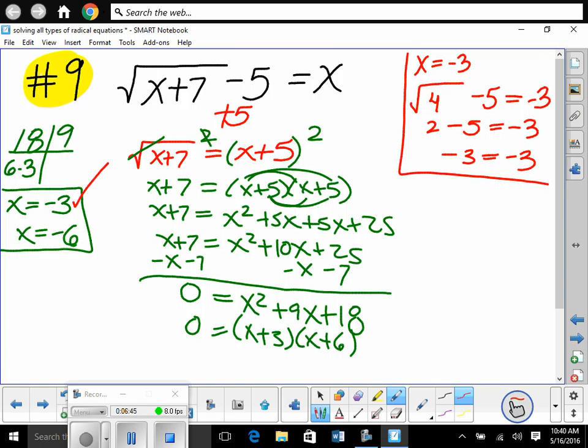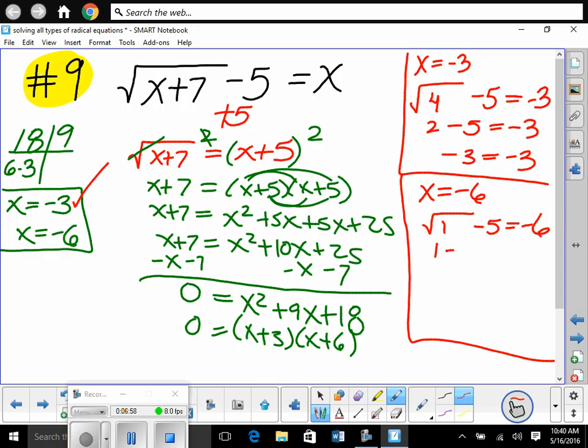Let's check the other one. We're plugging it in. We're checking x is equal to negative 6. Won't that be 1? Yes. Square root of 1 minus 5 is equal to negative 6, right? Isn't that what we're checking? So we have 1 minus 5 is equal to negative 6. Negative 4? Isn't 1 minus 5 negative 4? Yeah. Is negative 4 equal to negative 6? No. Therefore, that was an extraneous solution.